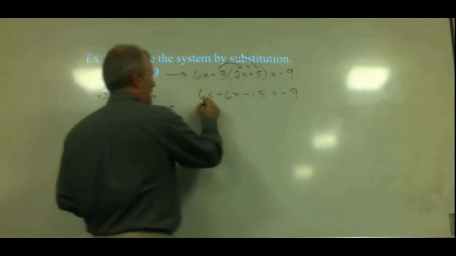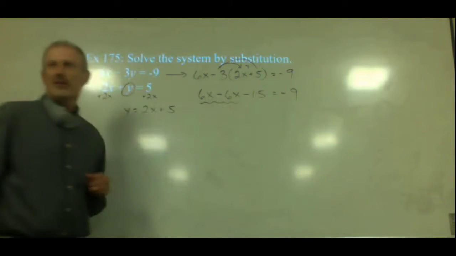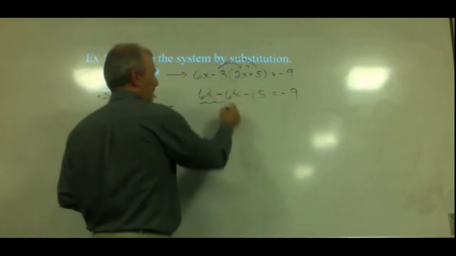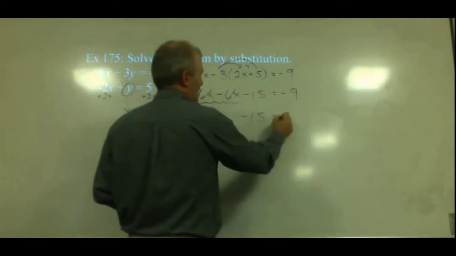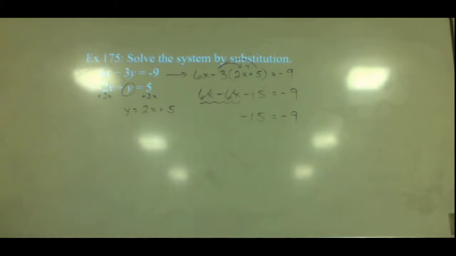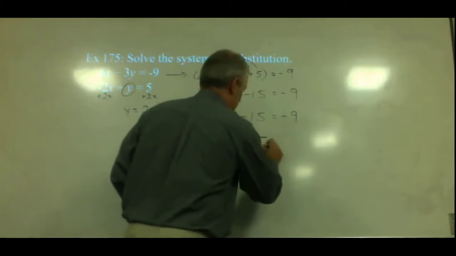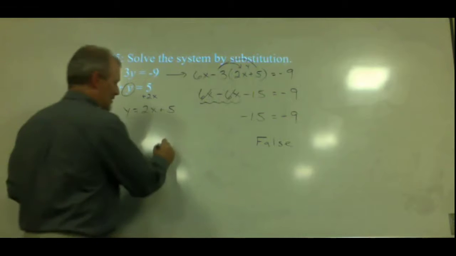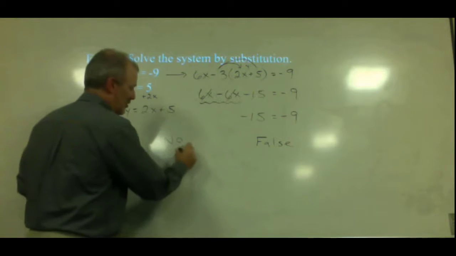Notice what happens this time when we combine the x's. They cancel out, right? So does anybody see a problem with this statement? Does -15 equal -9? No, that means this is a false statement. All the variables are gone, so there's no way to make it true. There is no solution to this one.